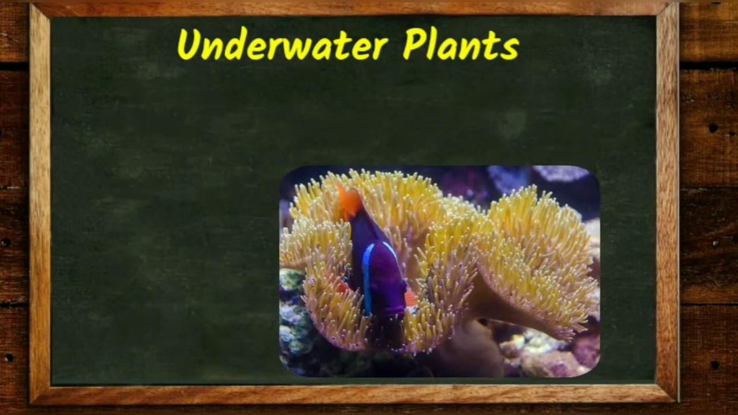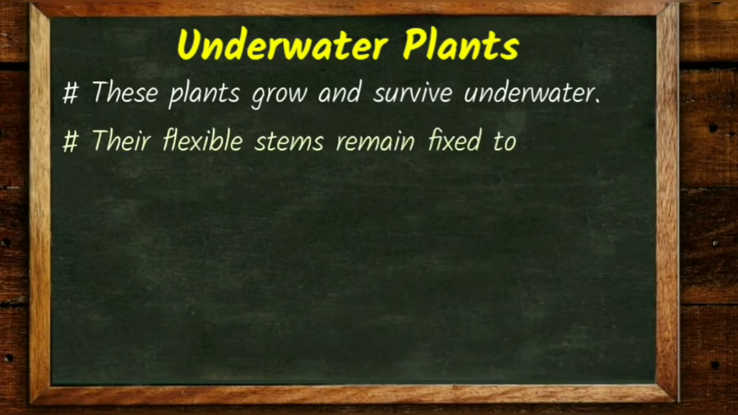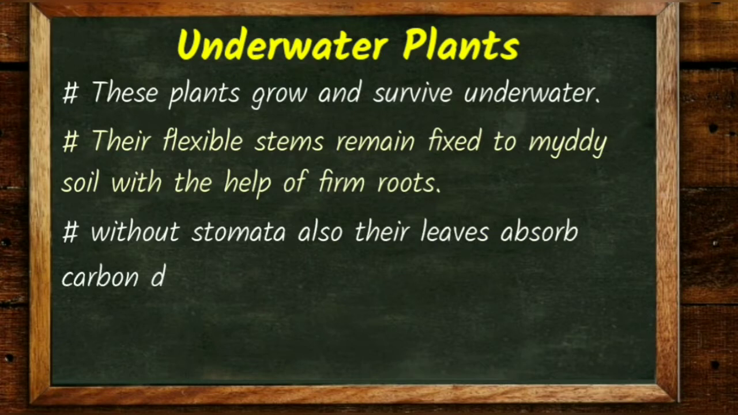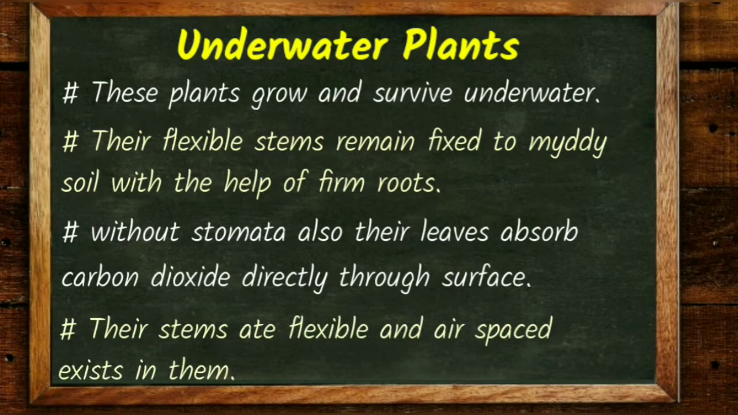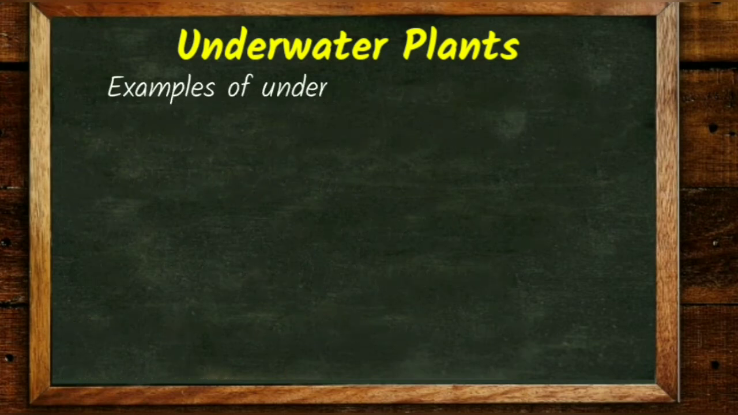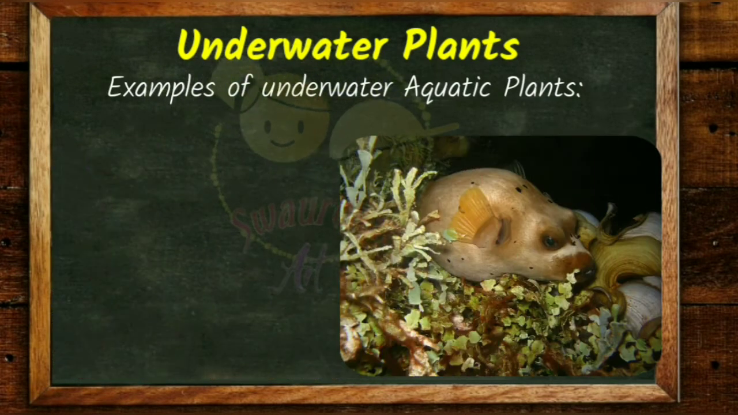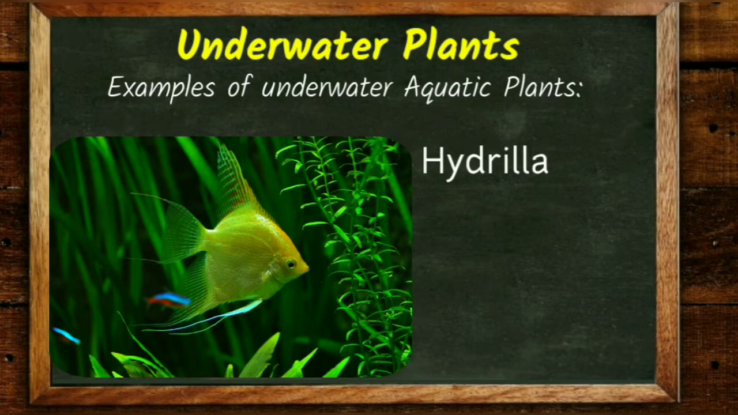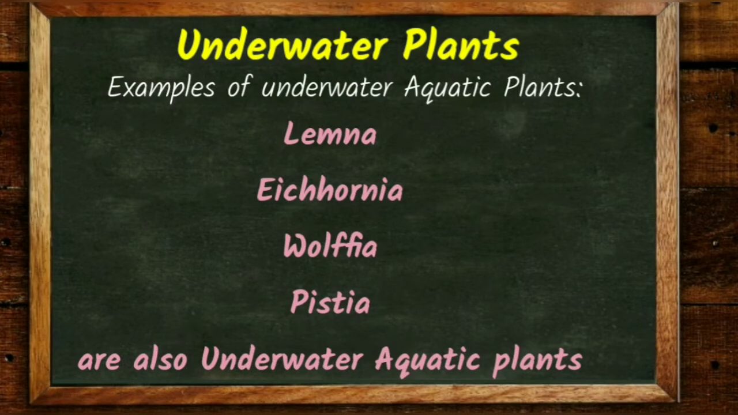Now let's learn about underwater plants. These plants grow and survive underwater. Their flexible stems remain fixed to muddy soil with the help of firm roots. Even without stomata, they absorb carbon dioxide directly through their surface underwater. Their stems are flexible and air space exists in them. Examples of underwater plants: tape grass, hydrilla, lemna, Eichhornia, Ophia, Pistia are also examples of aquatic plants.